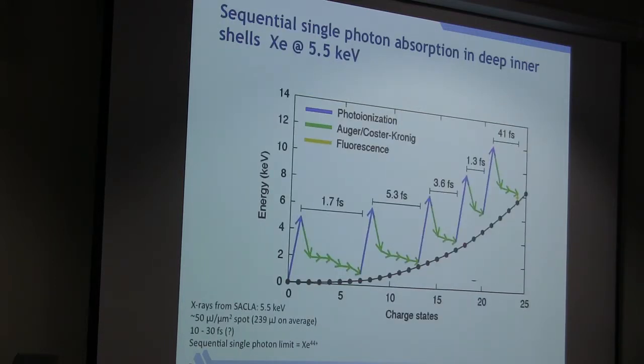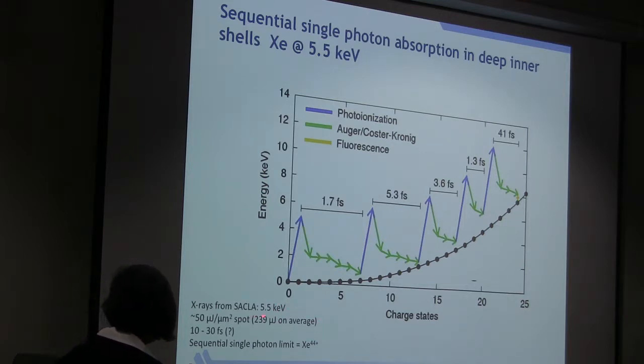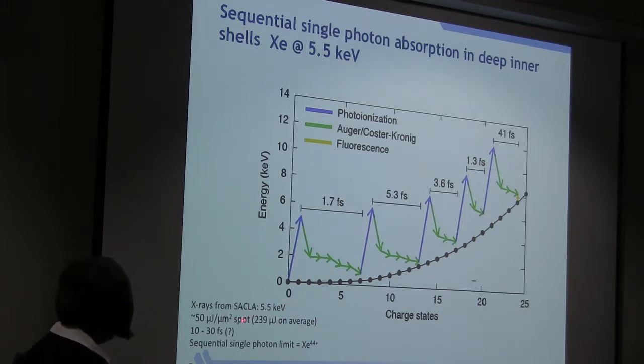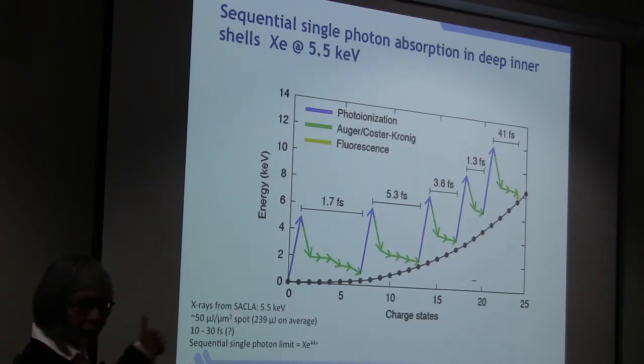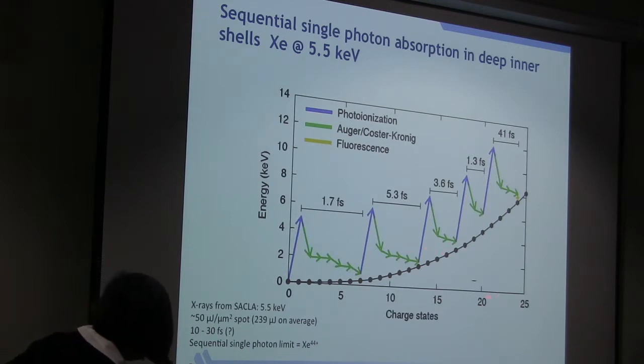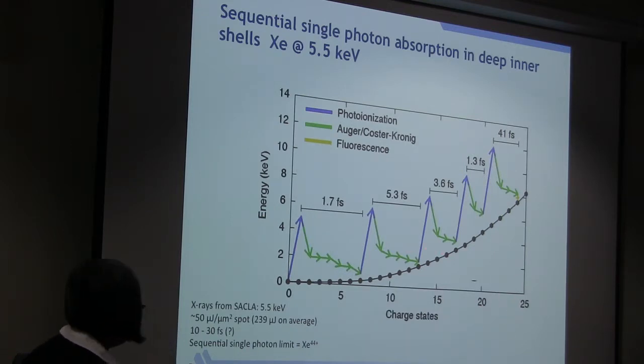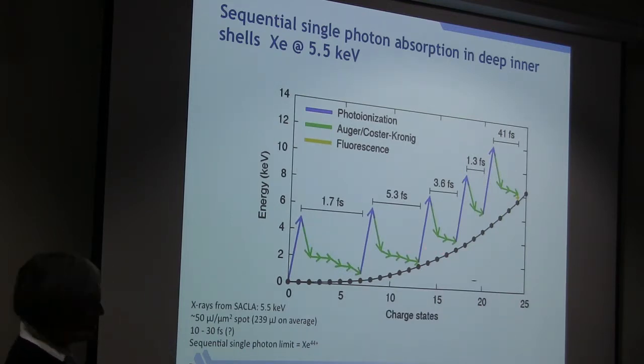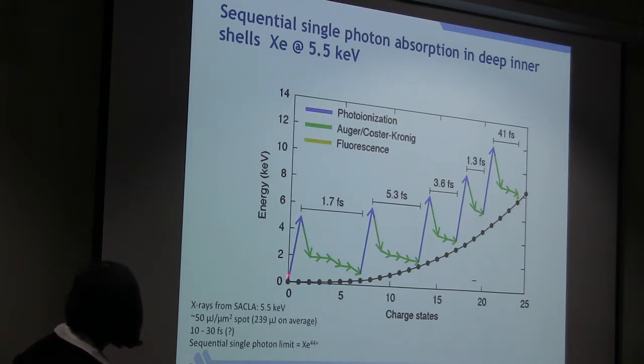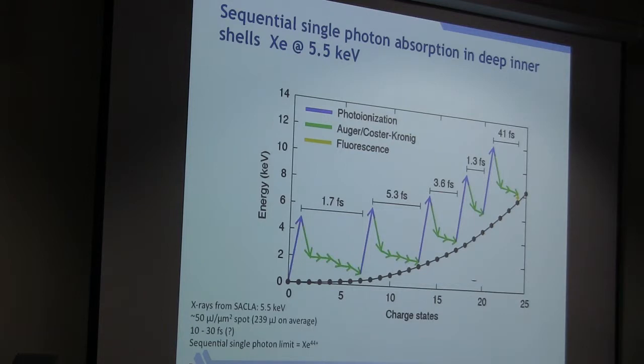So that was followed by an experiment at SACLA, done by Kiyoshi Ueda and his group. And here, the X-rays from SACLA were 5.5 keV, but instead of having such a huge fluence, they had slightly smaller fluence. And so they couldn't actually saturate all the way out, but they still got out to 25 or so charge states. So it's all in one pulse. You can see what happens: photoionization followed by OJs and so on and so forth.